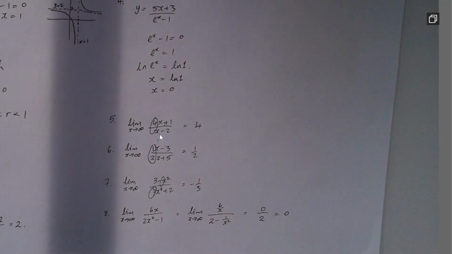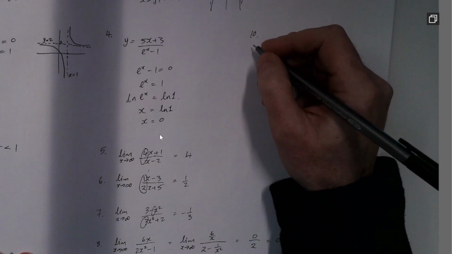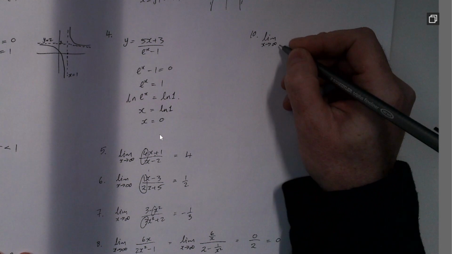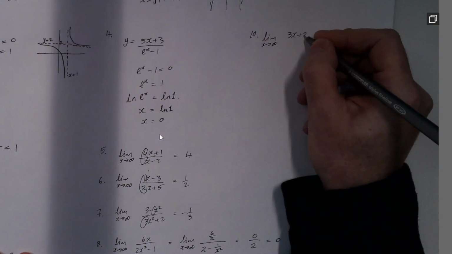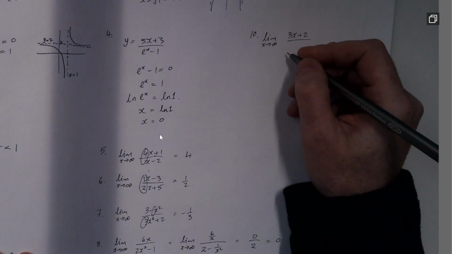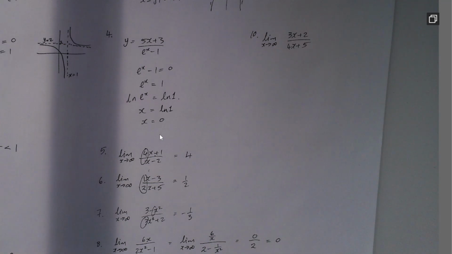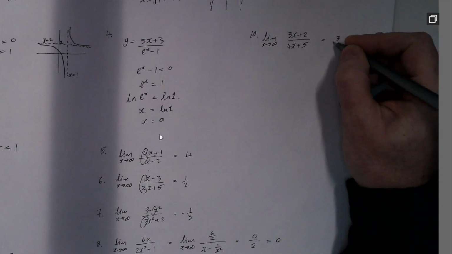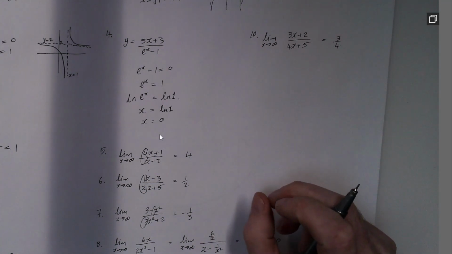Now let's look at a different one. Find the limit as x goes to infinity of 3x plus something over x plus something. Now the limit is 3. Now we note the part about approaching from the left-hand side.